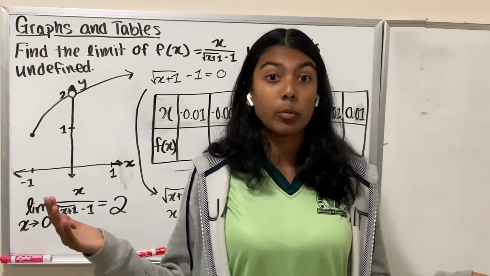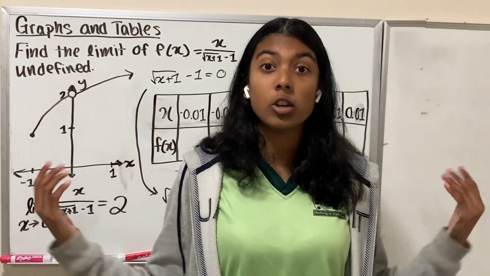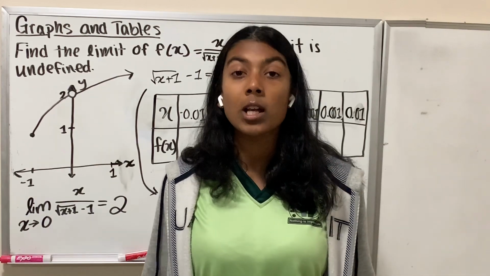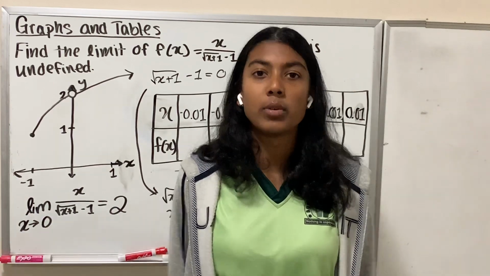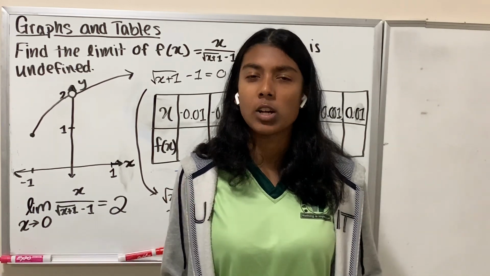So the next thing we're going to do is graphs and tables. As you saw before, graphs and tables are useful. Well, they're not always going to be as useful because you're not going to be able to draw a graph every single time if you have like a polynomial with 7 terms. But for now, it's just an introduction to limits for us.